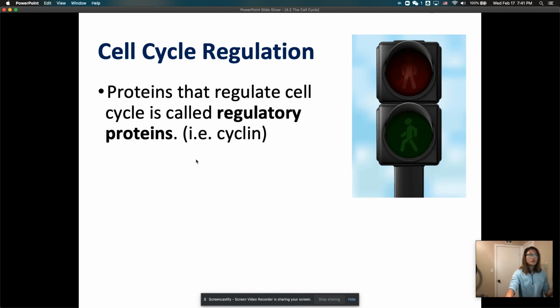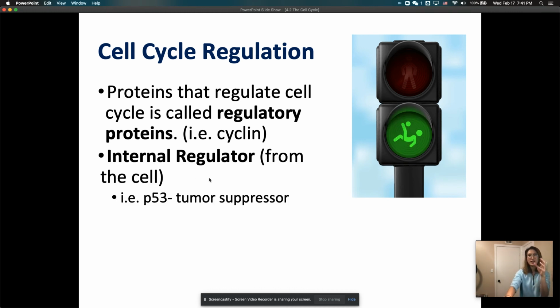Okay. So regulatory proteins are in charge of regulating the cell cycle. There are 2 types of it. There's the internal regulator, as in this regulatory protein comes from the cell itself. The cell can send itself a signal and go, oh, it's time for me to be replicating. I will do that.